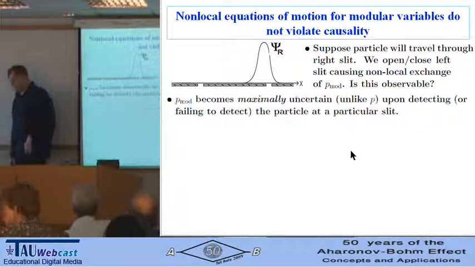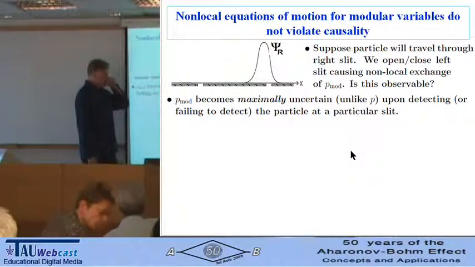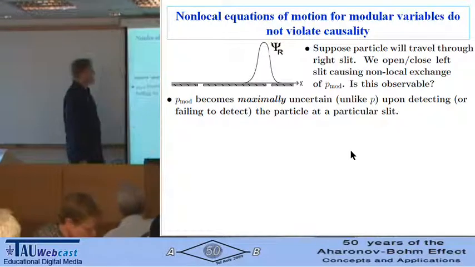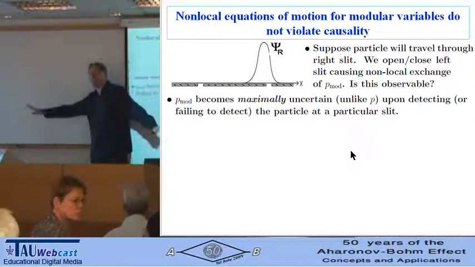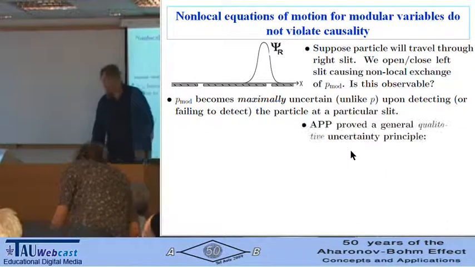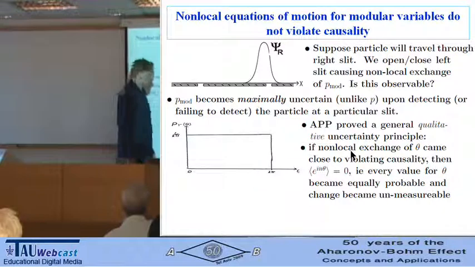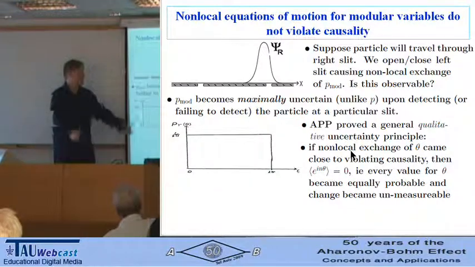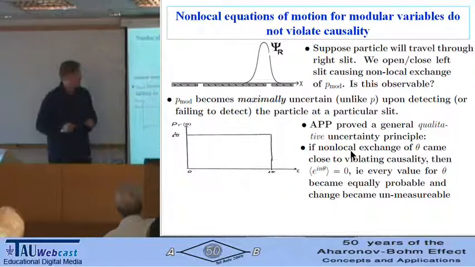And actually, beautiful proof. I think it's one of the most beautiful proofs I've seen in quantum mechanics. Yakir proved that exactly in this situation where it looks like it's about to violate causality, the thing that's actually exchanged non-locally becomes maximally uncertain. Even though it's exchanged non-locally, even though it's a non-local equation of motion, you can't observe it. And he proved this very generally. Whenever you get into a situation for any modular variable where it looks like you're about to violate causality, you can't, because it becomes completely uncertain, meaning the probability distribution for those modular variables, like an angle in this case, just goes completely flat.